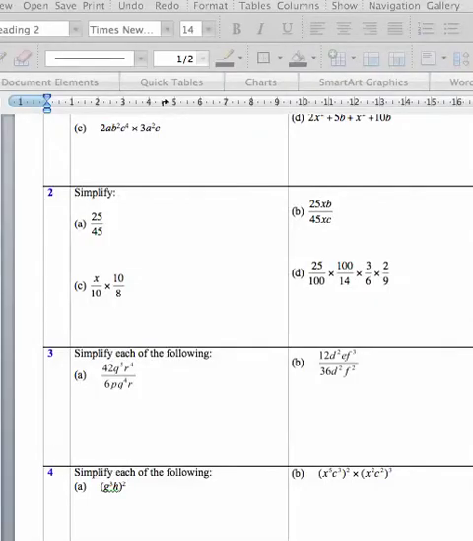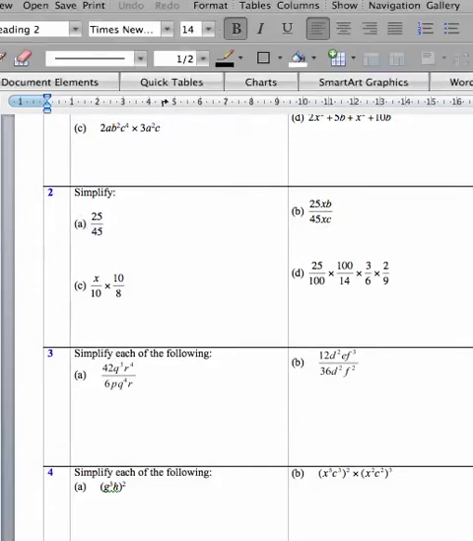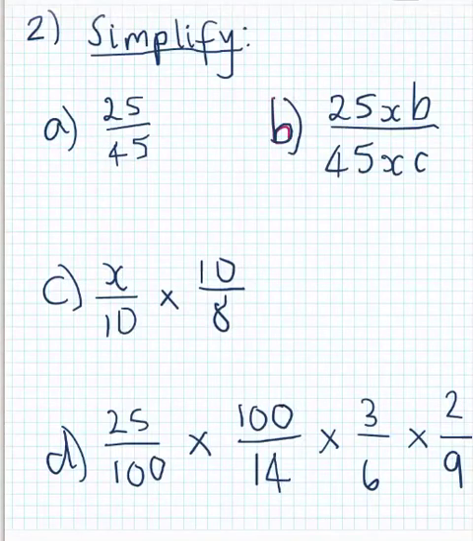side. Now, question 2, if you have a look, we'll be simplifying, and we notice we have fractions in this. Down C and D, we're multiplying fractions together. Up here, they've already been multiplied, and we have to simply simplify them. So I've written the questions down so we can get started.